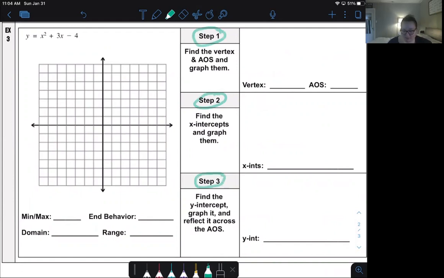So I want you to press pause and then press play when you're ready to check steps 1, 2, and 3 of your graph. No cheating, no peeking. Give it a shot. See how far you can get without me, okay? Don't forget to label your graphs. Good luck.